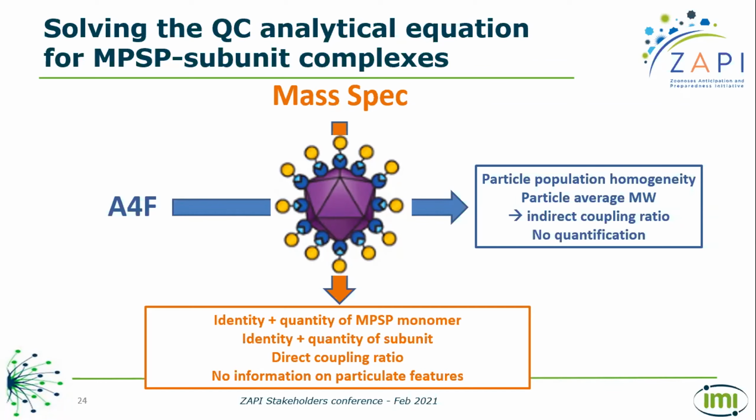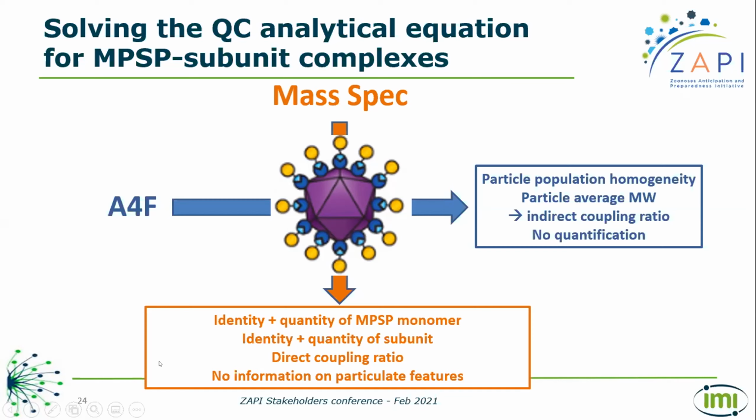Whereas if we are using mass spectrometry and quantitative mass spectrometry, and you will see details also in the next slide, you can access the full identity and amount of each component: the MPSP monomer, and the identity and the quantity of the subunit, which is coupled to the scaffold. And then you can deduce, directly or indirectly, in fact, the coupling ratio. But with this technique, you will not have the information on the particulate feature of the material you are analyzing. But combining the two, you can get a full picture of what you want to see.